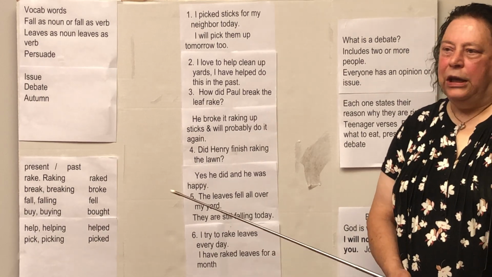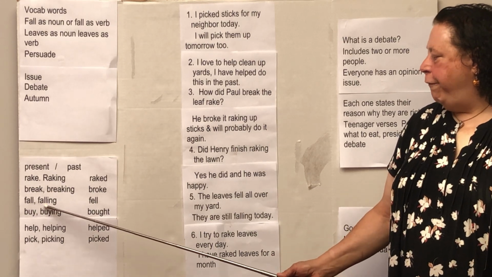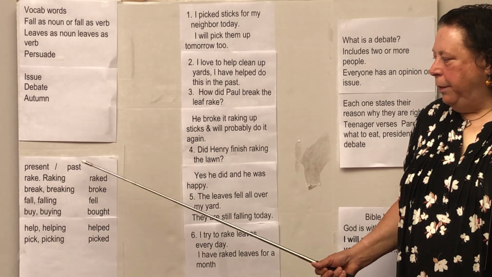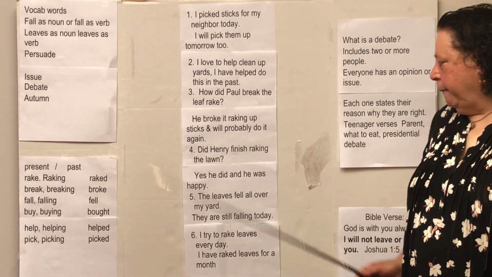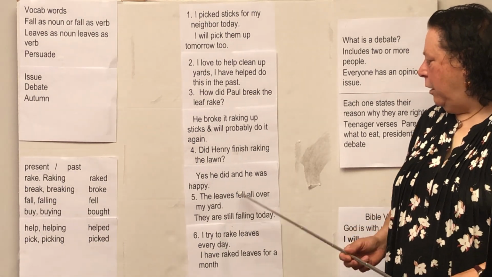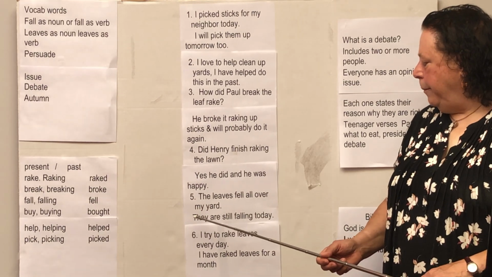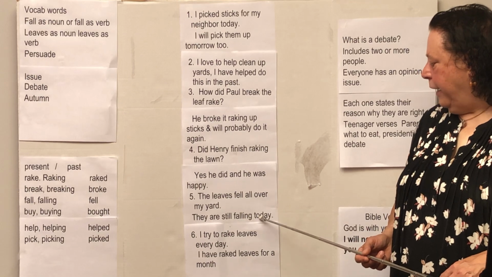Now, this could be either. Fell is which part of our verb here? Fall, falling, fell. So fell would be which tense? It would be the past tense. So the leaves fell all over my yard would be past. Okay, the present part is they are still falling today.